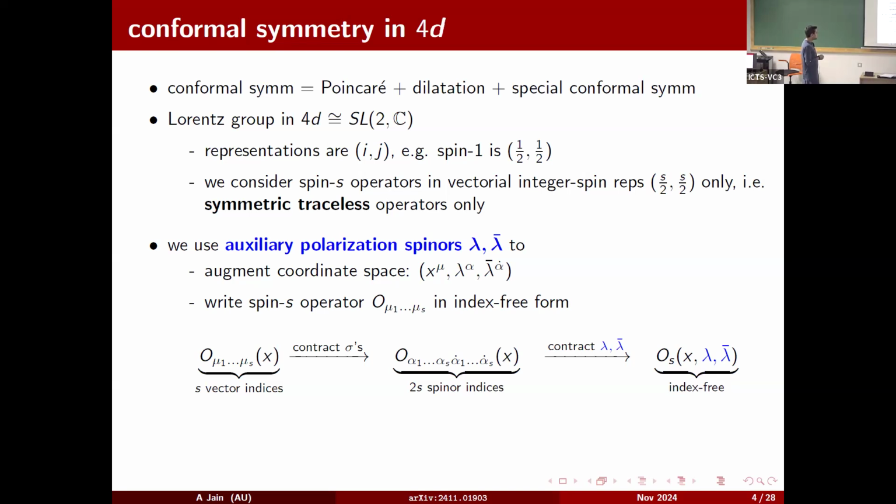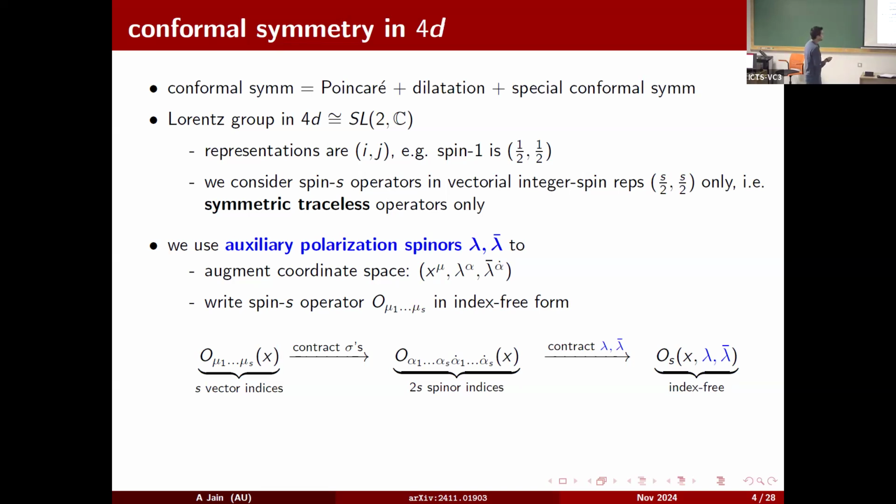Let's say we have a spin-S operator with S vector indices. I contract all the mu's with sigmas, and now we have a 2S multi-spinor kind of object. Now I can contract all of these spinor indices using lambdas and lambda bars, and hence what I get is an index-free operator. Of course, it acts like a scalar, but it's still spinning in the sense that the spin information is encoded in the number of lambdas which are contracted.